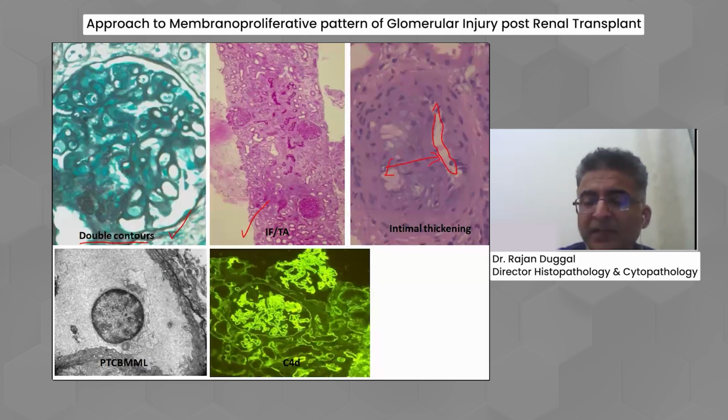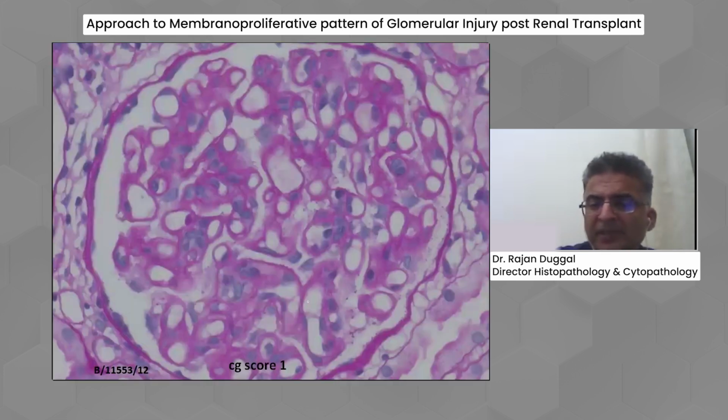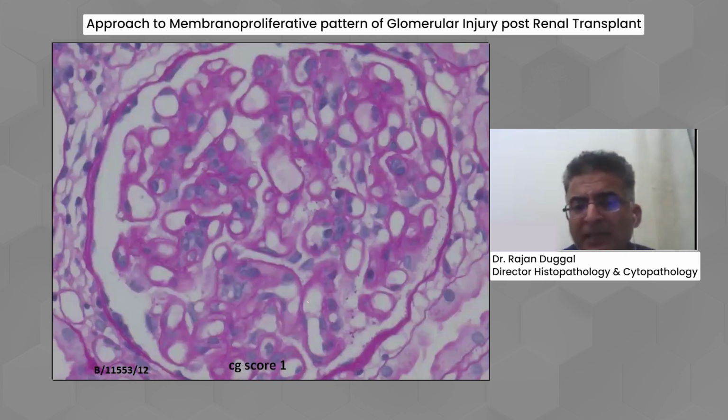Under ultrastructure examination, as I have shown you, there will be GBM multilamination, and PTC will show multilayering, and C4D can be positive. But always remember, in chronic AMR cases, around 50% can be negative for C4D, but still it is chronic AMR. This is just to highlight this. When you look at the CG scoring, the chronic glomerulopathy score in transplant glomerulopathy, sometimes the CG score is divided into 1A and 1B now, but CG score 1 means that there is no significant or definite duplication.